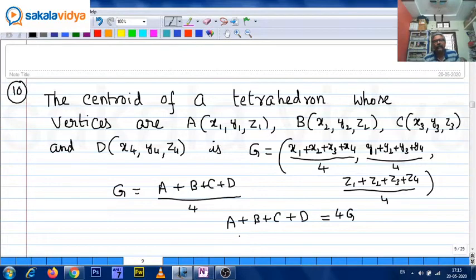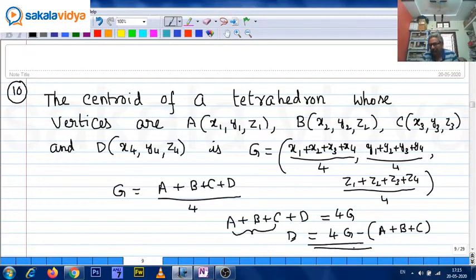That means if 3 vertices of the tetrahedron are given, even the 4th vertex we can find out. D equals 4G minus the sum of A plus B plus C. Okay.